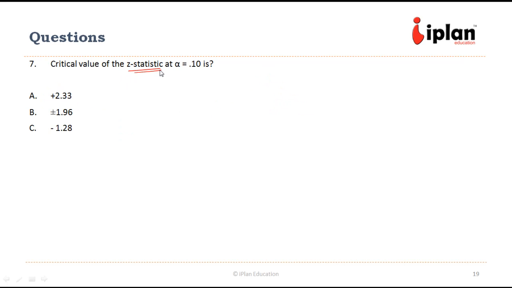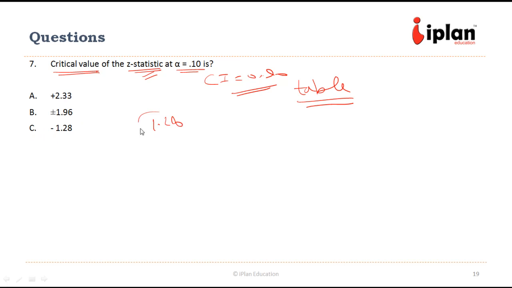It says the critical value of z statistic at alpha equal to 0.1. This is simple. Alpha is 0.1, confidence interval is 0.9. We just need to look at the z statistic critical value from the table. The table will give us at 0.9 it is 1.28, and the sign will be negative since we are talking about the negative side here, the left hand side here, not the right hand side.